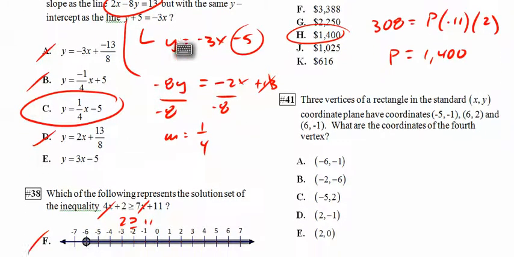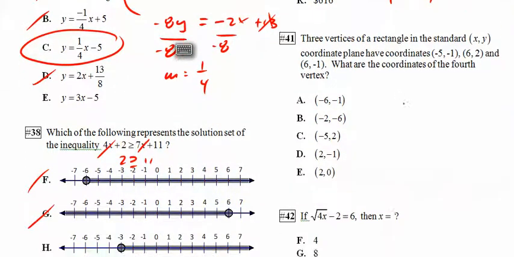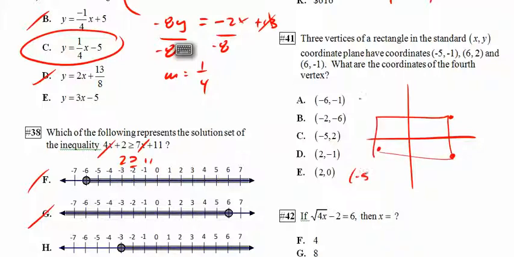3 vertices of a rectangle have these coordinates: negative 5, negative 1; 6, 2; 6, negative 1. Well, look at that. They line up so nice. So what's this one? It's negative 5, 2.